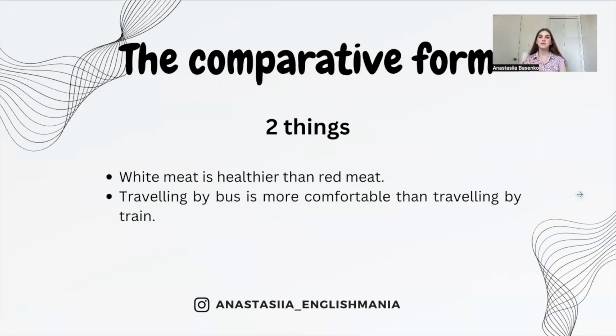So let's talk a bit about different structures. The comparative form we use to compare two things, and only two things we can compare. Like white meat is healthier than red meat. Traveling by bus is more comfortable than traveling by train.